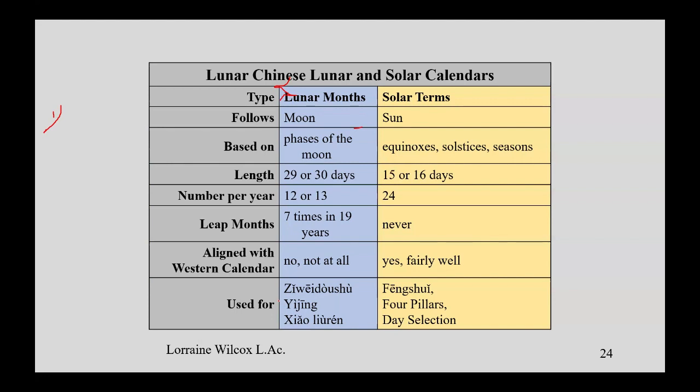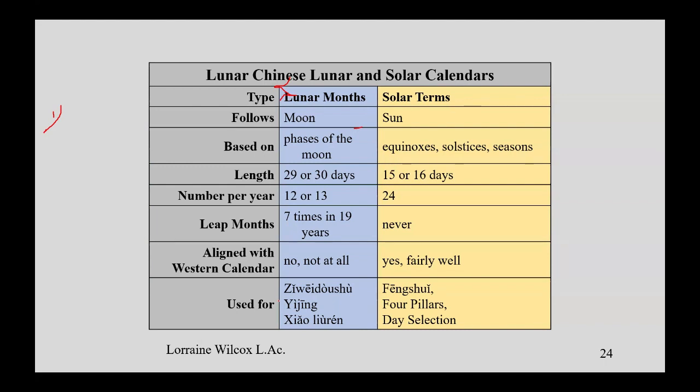And there's something called Xiaolu Ren, which I'm going to talk about in an I Ching class that I teach, and that uses the lunar months. So things like plum blossom I Ching calculation use the lunar calendar. Okay, the solar calendar, well, my teacher used it for 4 pillars, although some people do use the lunar calendar for 4 pillars. The solar calendar is used for day selection, choosing a good day for a wedding or a grand opening or things like that.